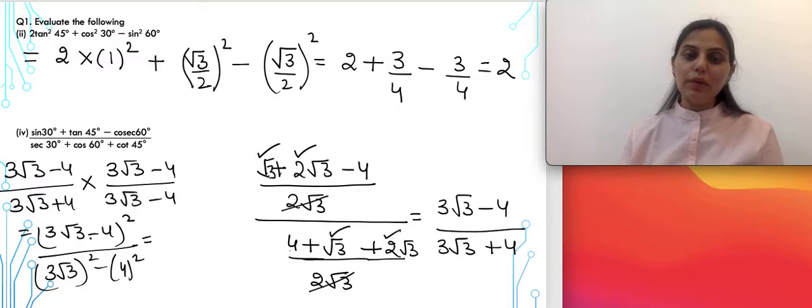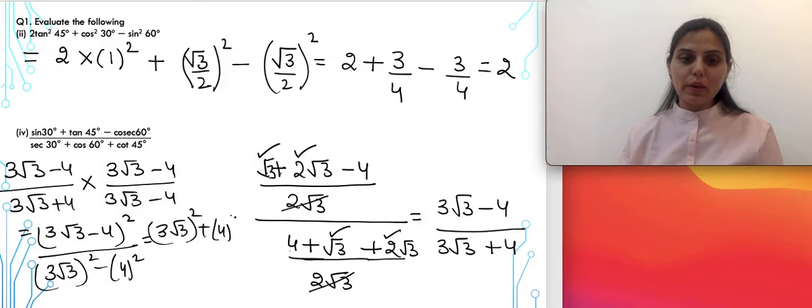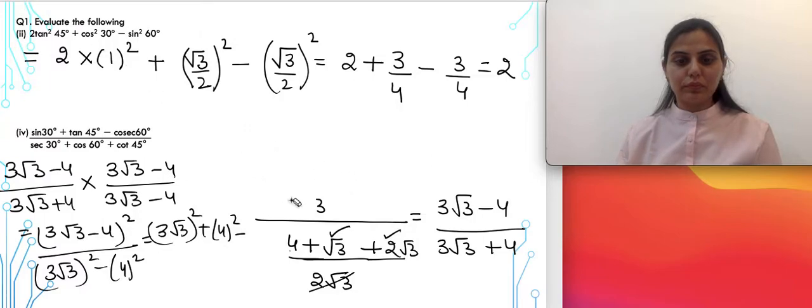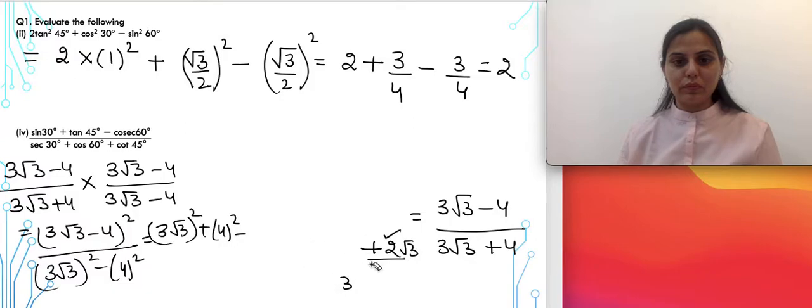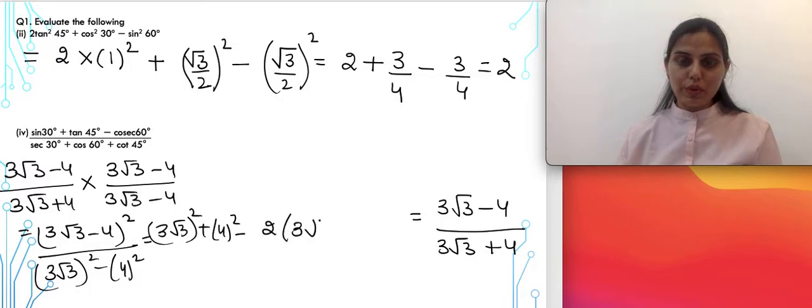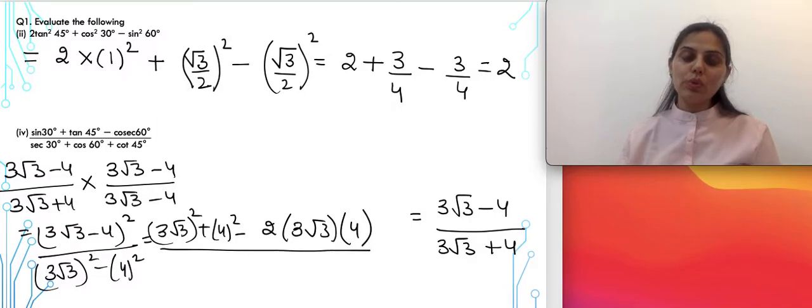Now here we are going to apply the identity (a - b) whole square, which will give us (3√3) whole square, that is a square, plus b square minus 2ab. 2ab in this case means 2 times 3√3, that is a, multiplied by b, that is 4, whole divided by, now (3√3) square means 3 square will be 9 and √3 square will be 3. So 9 multiplied by 3 minus 16.